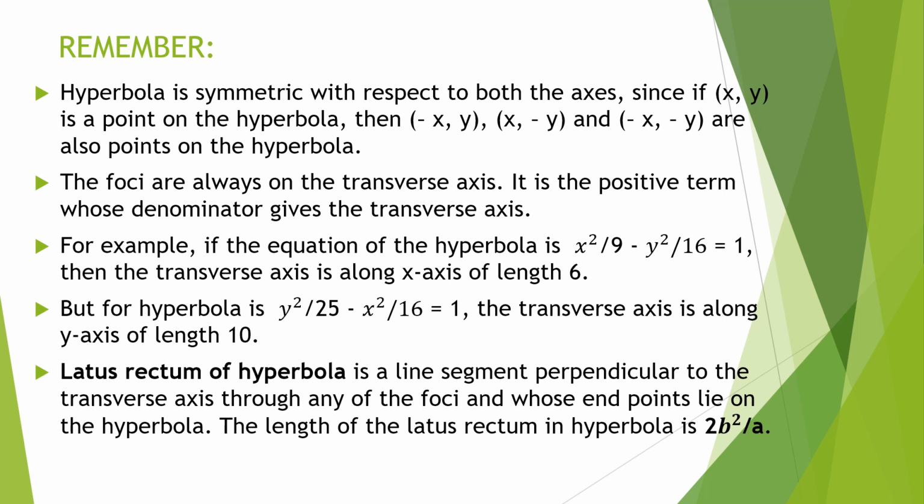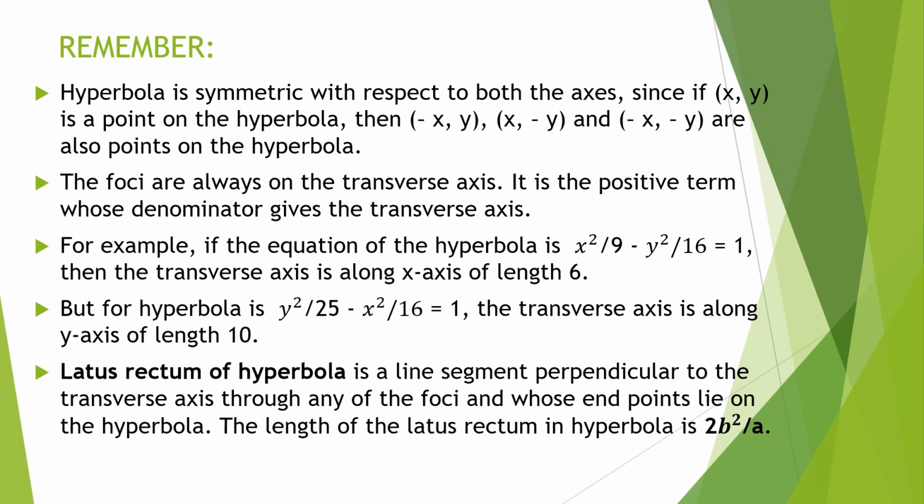Suppose the equation is x square upon 9 minus y square upon 16 equal to 1. The positive term has 9, so your transverse axis in this case is the x-axis, and its length is 2a. x square upon a square means a is 3 over here, so 2a is 6. But for the hyperbola y square upon 25 minus x square upon 16 equal to 1, the positive term is with y, so the transverse axis is along the y-axis. Again, length is 5 into 2, which is 10.